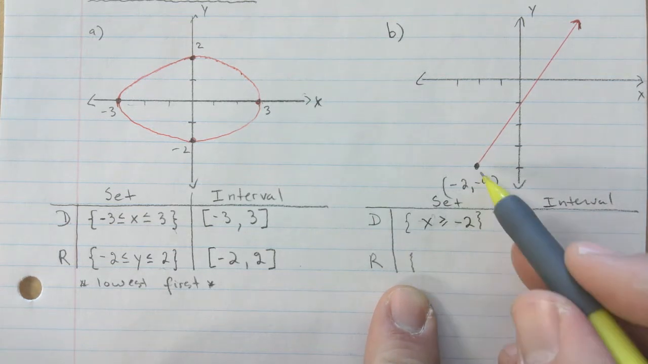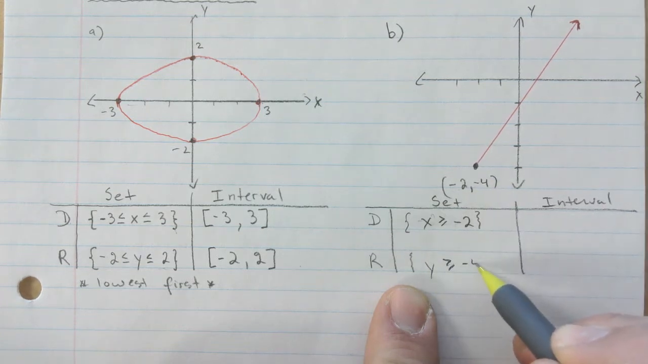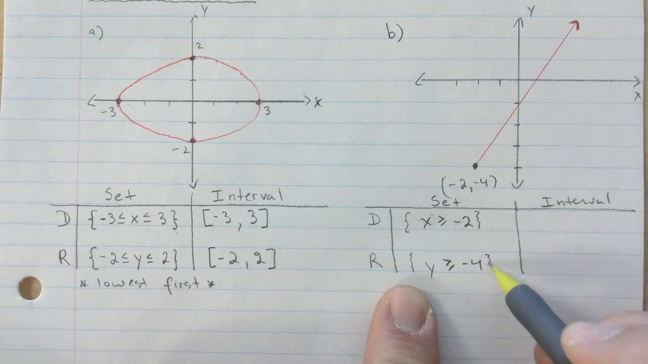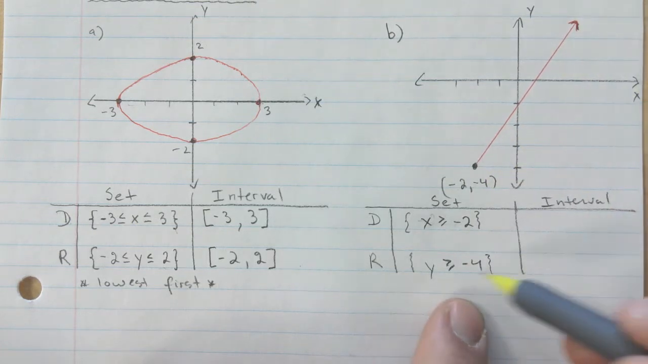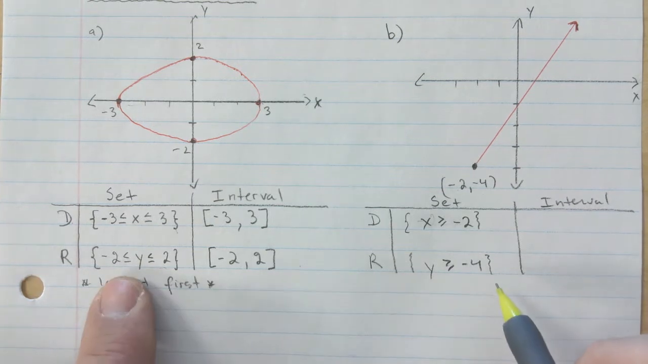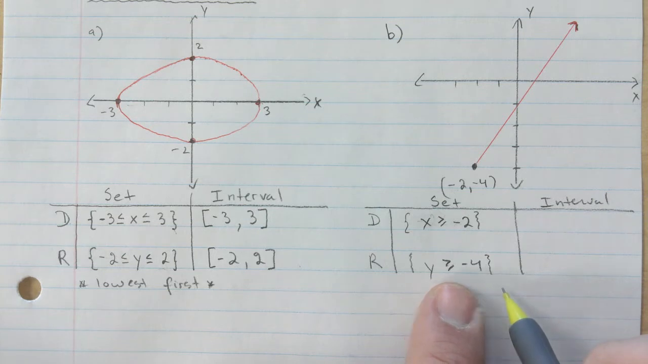And then for y is the same thing. The lowest y value is -4. So it's going to be, y is going to be greater than or equal to -4, right? Just keeps on going up and there's no top. So then it changes, right? This has ends. This one only has one end, okay? So it just keeps going.